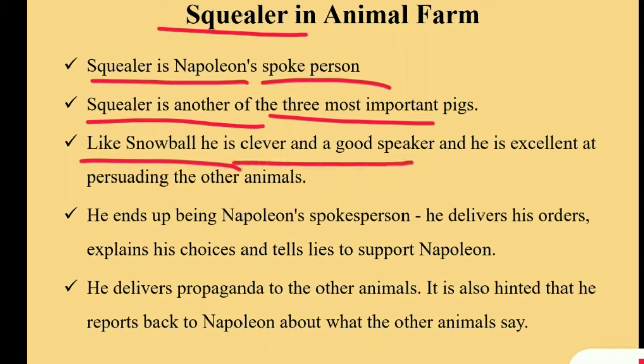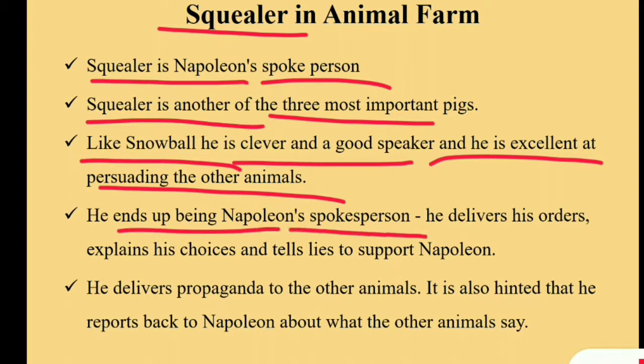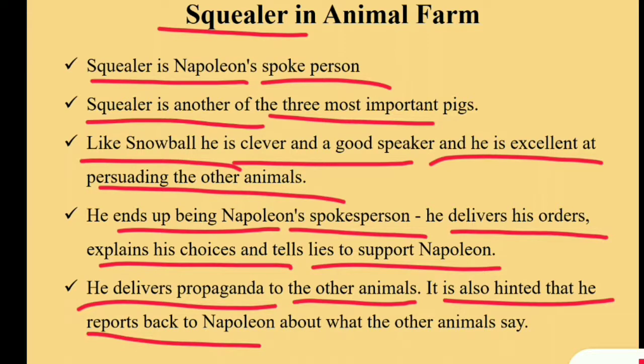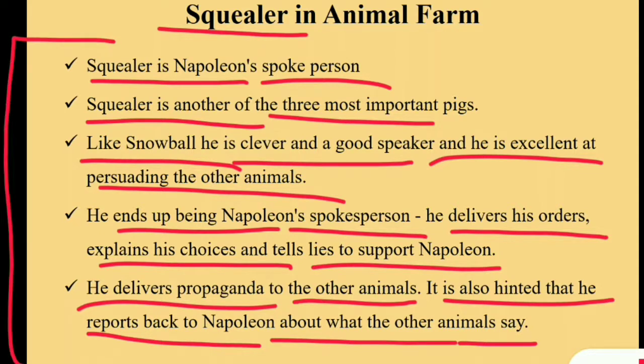Like Snowball, he is clever and a good speaker, and he is excellent at persuading the other animals. He ends up being Napoleon's spokesperson. He delivers his orders, explains the choices, and tells lies to support Napoleon. He delivers propaganda to other animals. It is also hinted that he reports back to Napoleon about what the other animals say. This is the character of Squealer, who is in support of Napoleon.